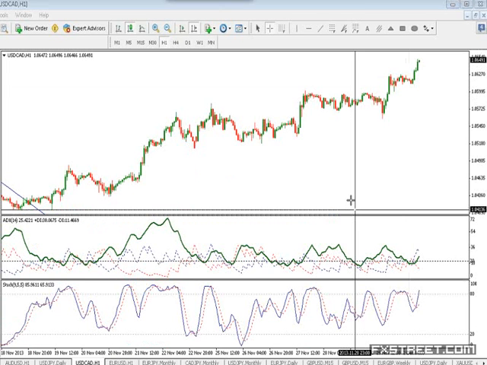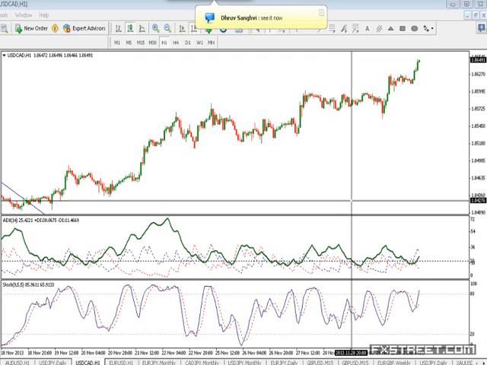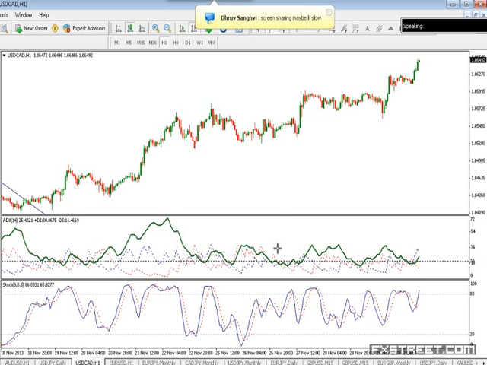Bullish pips, I have just plotted the stochastics right now. I had plotted the MACD, which I removed because I wanted to show it more on the stochastics, because it's a better oscillator.